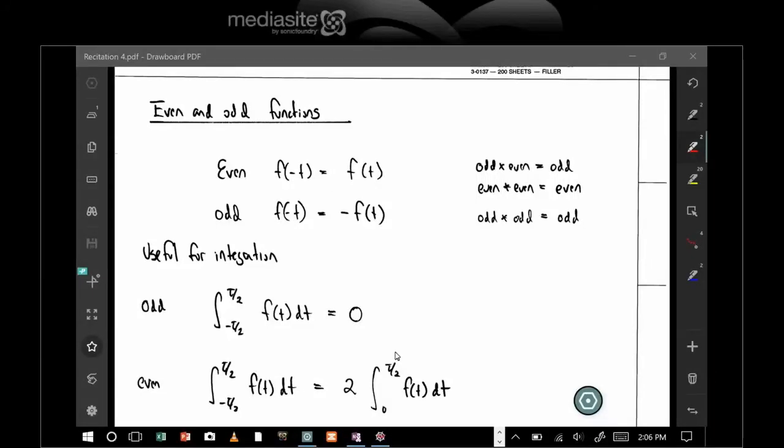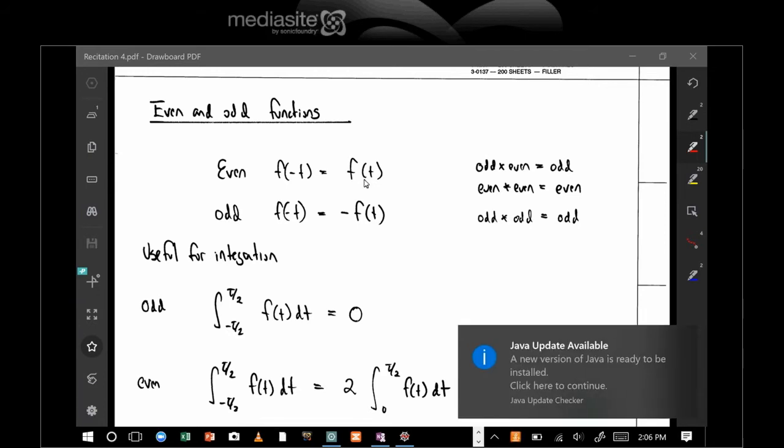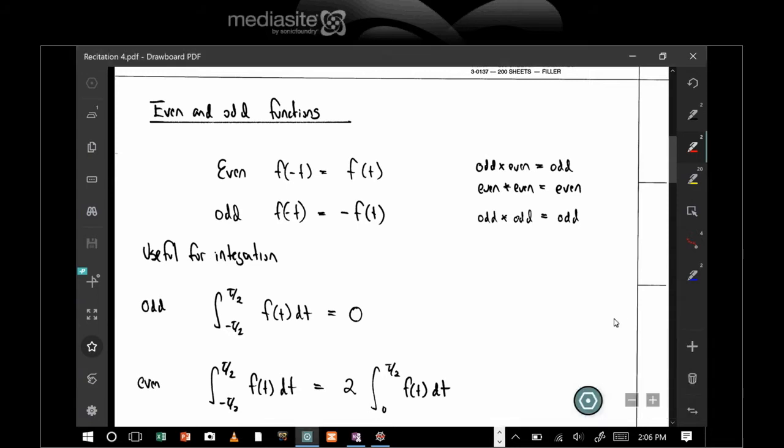Hopefully you've seen this in your calculus class. Say I have a function f of t, and then in the argument I put minus t. If I get the same function again, f of t, that's called an even function. A good example of an even function might be t squared, because if I put in t equals 2, I get 4. If I put t equals minus 2, I get 4 again.